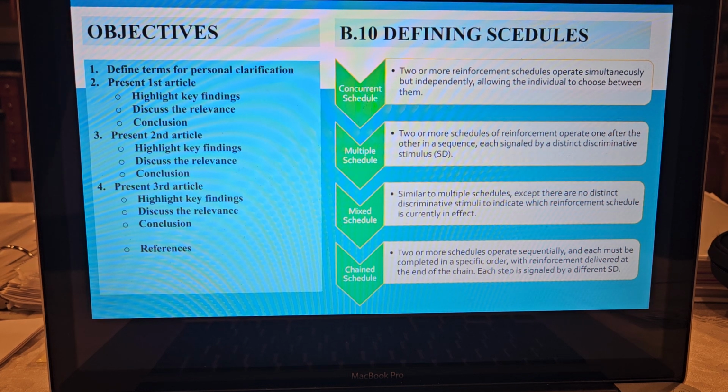Next, I'm going to go through each one of my presented articles, discussing the key findings, discussing the relevance, and ending with a conclusion pertaining to each journal article, with the last slide referencing the references that I gathered for this assignment.